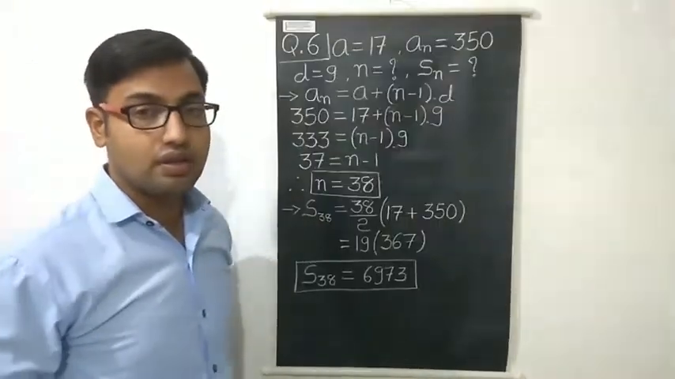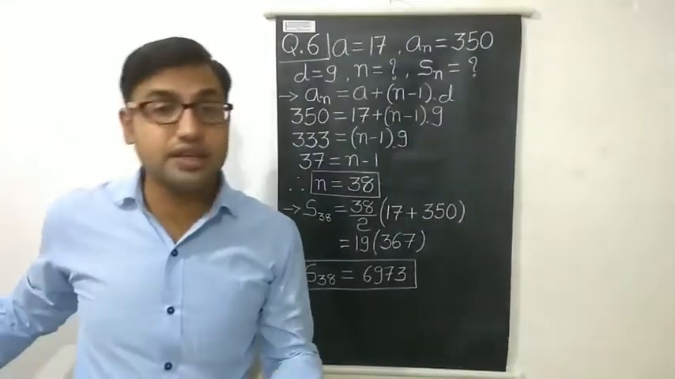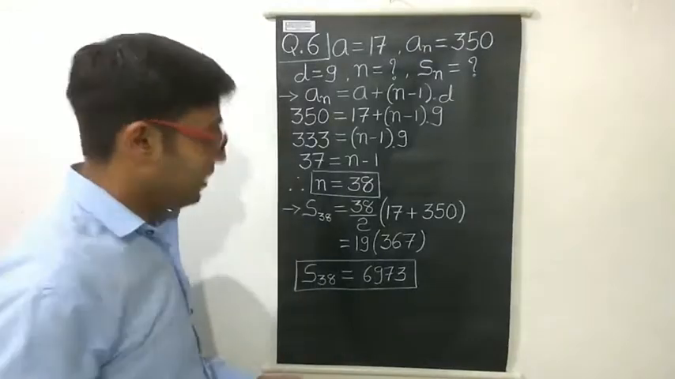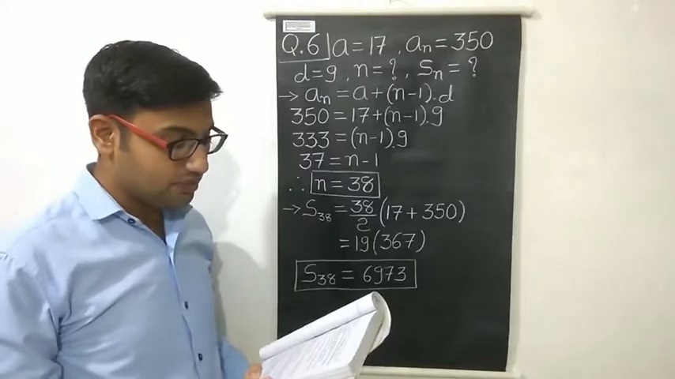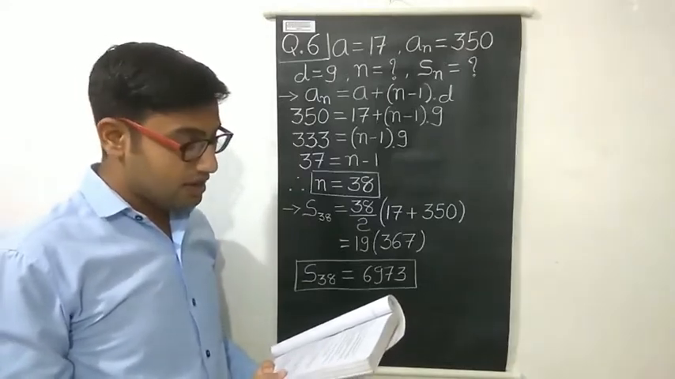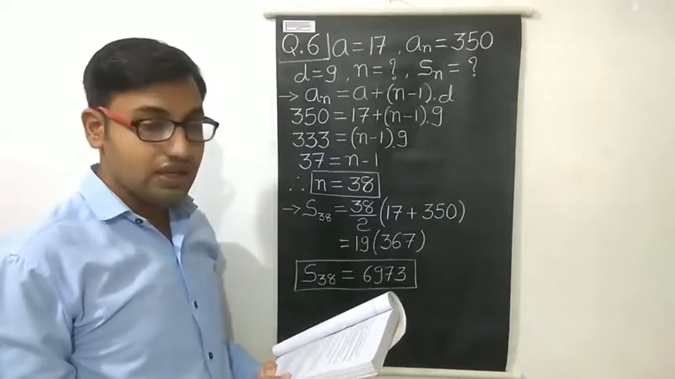Okay, let us study question number 6. And what is the question? The question is, the first and the last term of an AP are 17 and 350 respectively.